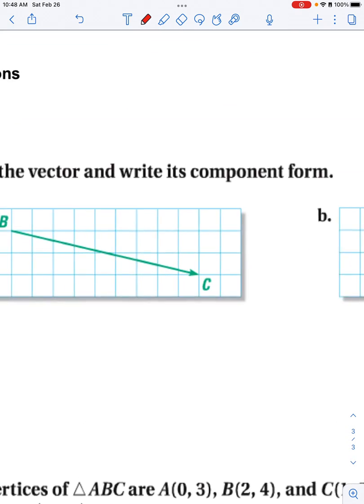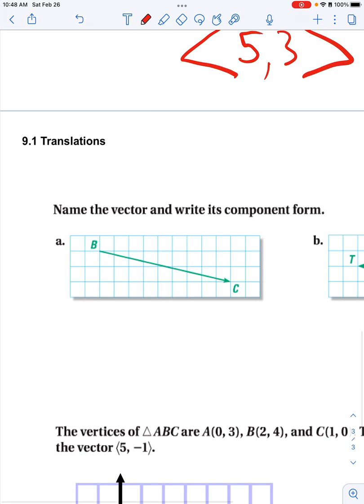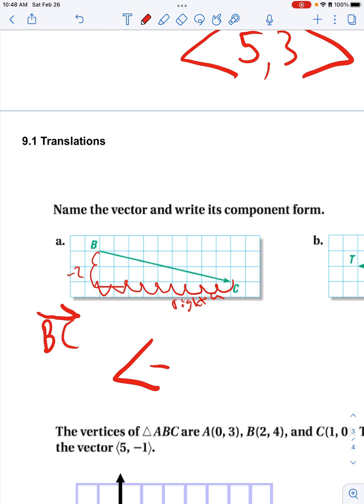Name the vector and write its component form. We're going to call this vector BC, since it starts at B and goes through C, and that's our symbol for vector. I go down 2, and then over 9. So my vector in component form would be <9, -2>.